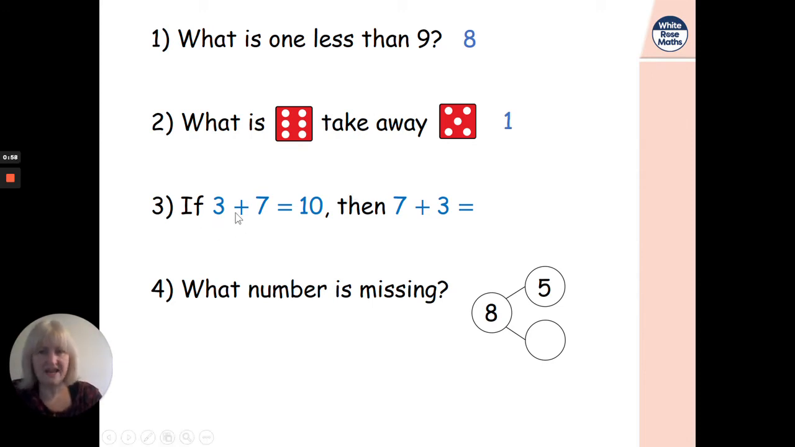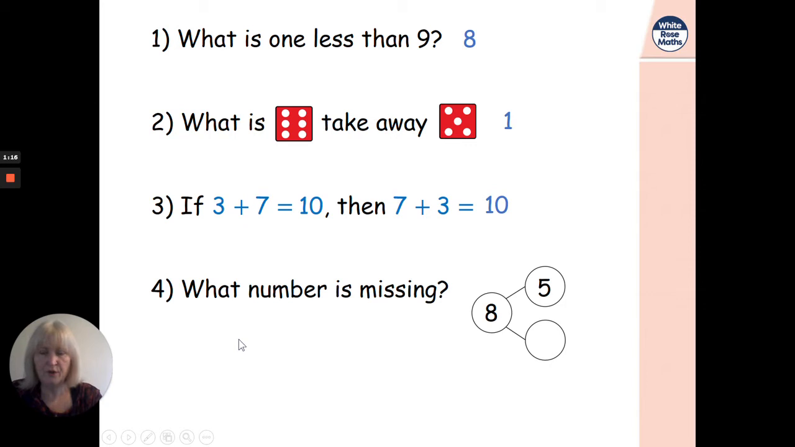Number 3. If 3 add 7 equals 10, then 7 add 3 equals... that's when we switch those numbers around, isn't it? So 3 and 7, or 7 and 3, we still get 10.